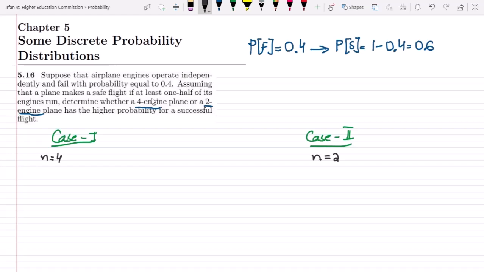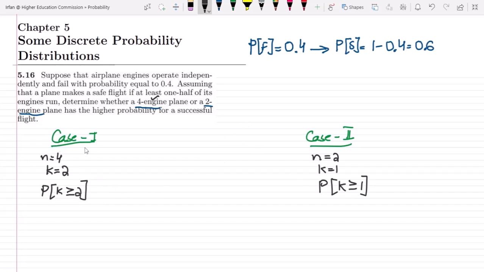In each of these cases we have to find the probability that the number of engines operating successfully is half or greater. So here the value of k is half of 4, that is 2, and here half of the engines is 1. So we have to find the probability that k is greater or equal to 2, and here the probability that k is greater or equal to 1. I hope it is now clear.